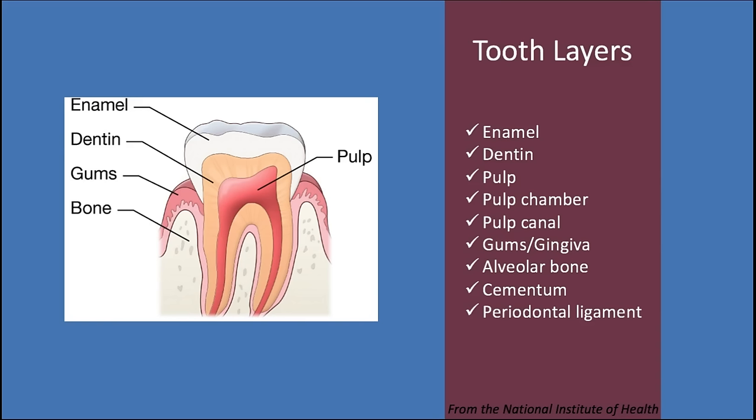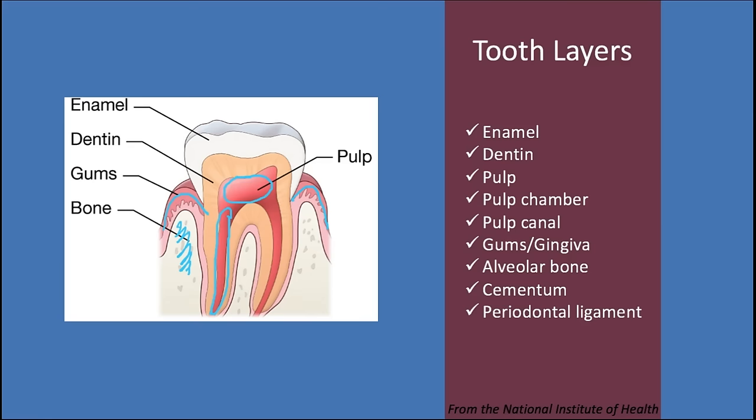Pulp is the soft tissue inside each tooth, and it contains blood vessels as well as nerves. The pulp chamber is the part that's in the crown, and the pulp canal is the part that occupies the root. The gums are the reddish pink tissue that surrounds each tooth. It's kind of like the skin around your fingernails and toenails. It can also be called the gingiva. The bone that is underneath the gums and houses and holds each tooth in place by the roots is called the alveolar bone. The alveolar bone is part of each jawbone that we talked about briefly before.